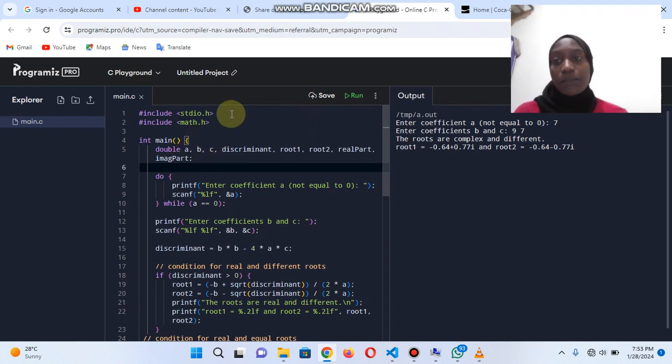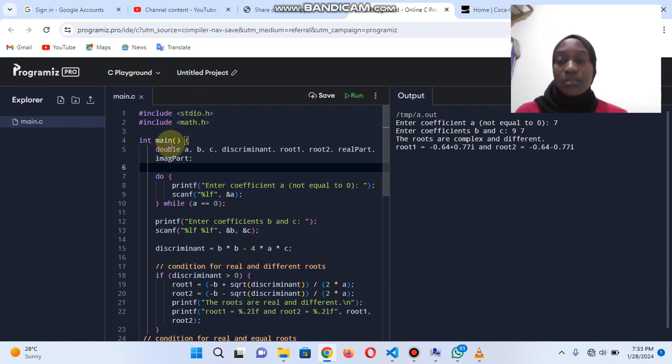I'm here to take you through a C program of how to solve a quadratic equation, finding the roots of a quadratic equation. Well, our first step, we are going to include the standard input-output operations that help us input the variables, and include the math operations, because we're dealing with math equations.